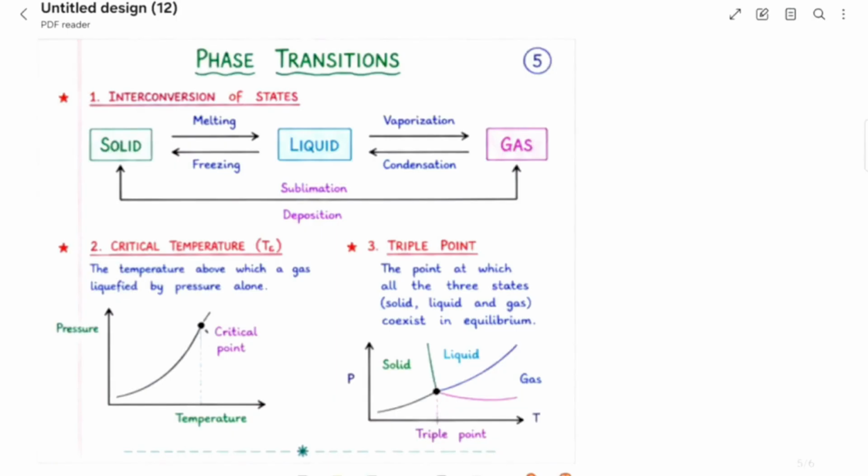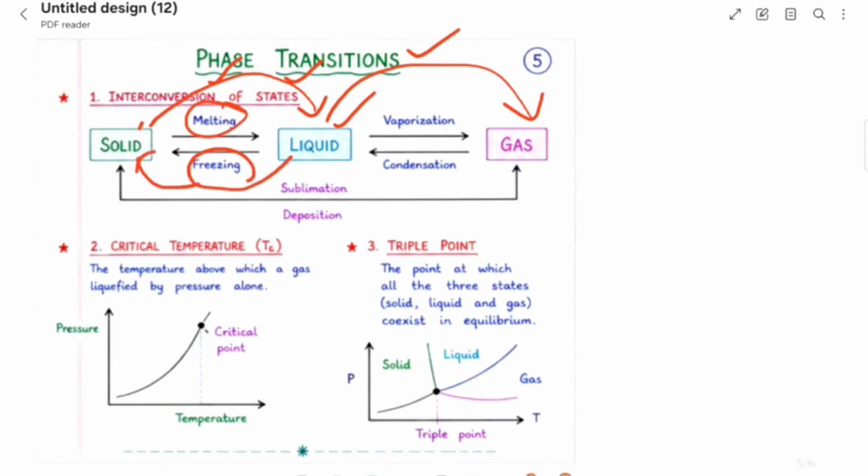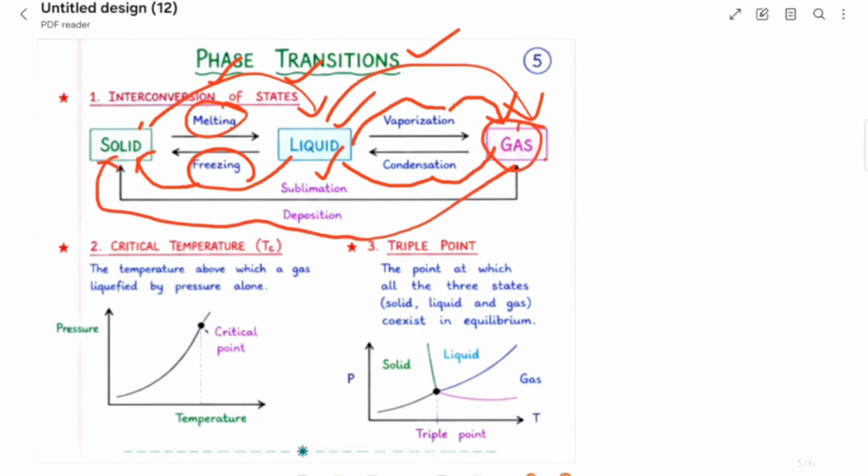Now the topic is phase transitions. Here there is an interconversion of states, from solid to liquid and from liquid to gas. When we melt the solid, it gets converted into liquid. When we freeze the liquid, it is converted again into solid. When we apply heat, the liquid gets vaporized and converted into gas. When we condense the gas, it is converted again into liquid. But when the gas is directly converted into solid form, that is deposition.